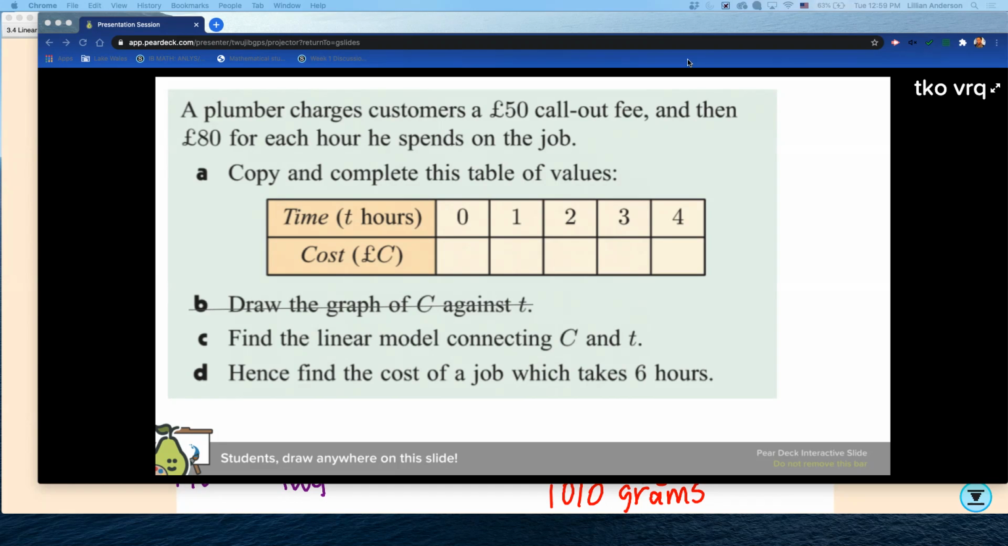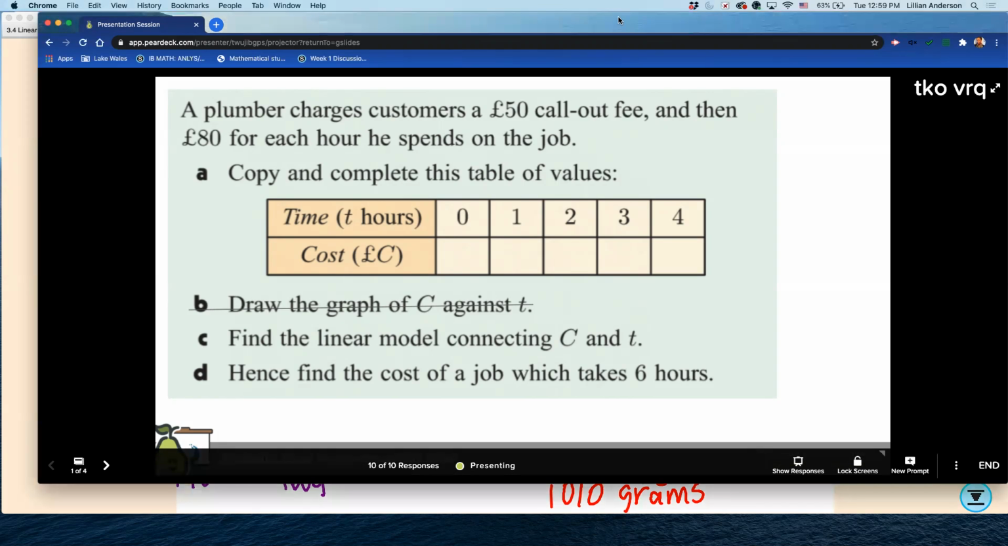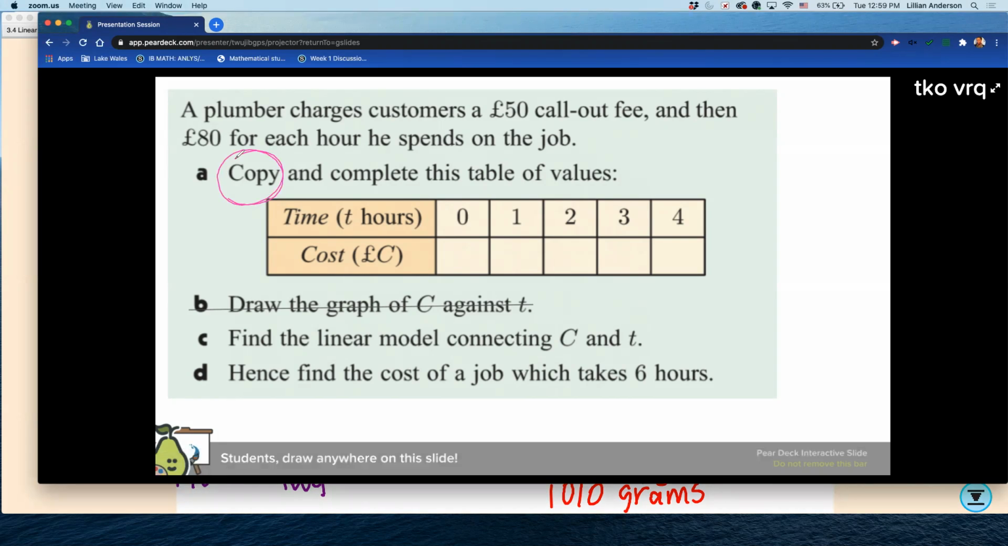Let's just say $50 call out fee, and then $80 for each hour he spends on the job. So you had to complete this table. Normally, if it says to copy and complete, you want to copy that table down and then complete it. But for the sake of this, we are just completing. So what is the cost after 0 hours? 50. Because if we are initially being charged a $50 call out fee and then each hour is $80, we are starting with 50 no matter what, just to sit down and do the call.